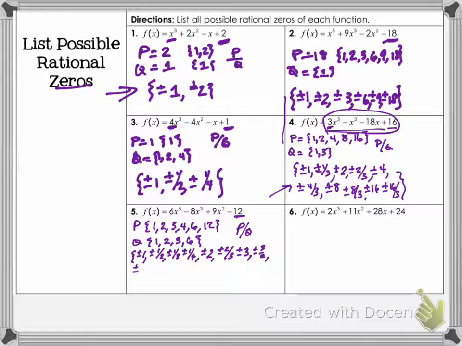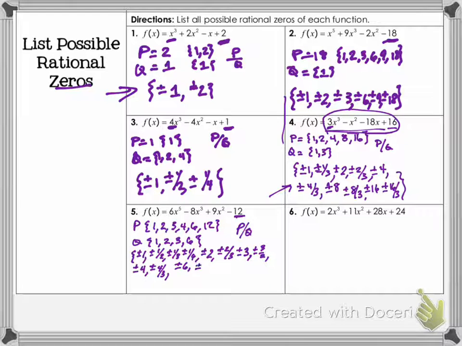4, so plus or minus 4. 4/2 is 2, which is already here. 4/3 is 1 1/3. So do I have 1 1/3? No, I don't have 4/3. So plus or minus 4/3. And then 4 over 6 would be 2/3, and I do have that. So that's 4. I'm almost there. Plus or minus 6 over 1. 6 over 2 is 3. 6 over 3 is 2. And 6 over 6 is 1. So we're done with 6.